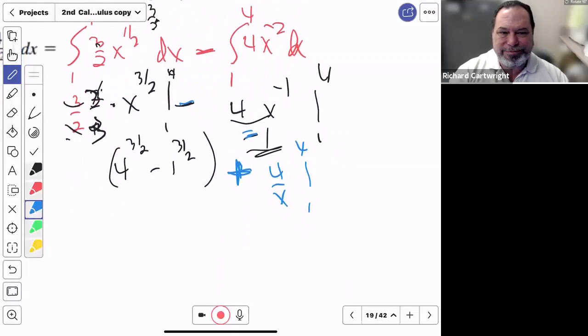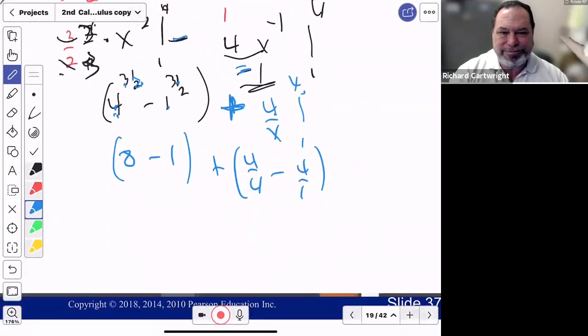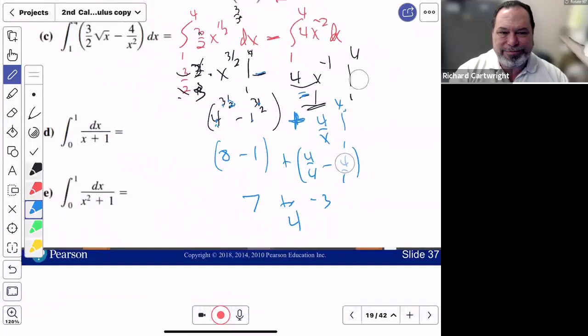So 4, we come back to the left. This is a denominator of a 2, so you're talking about the square root of 4, which is a 2. 2 cubed is 8. 1 to any power is still 1. So there's that. Plus, plug in the 4 over 4 minus 4 over 1. You see what's happening? 7 plus a negative 3. The answer is 4. A lot of steps there.